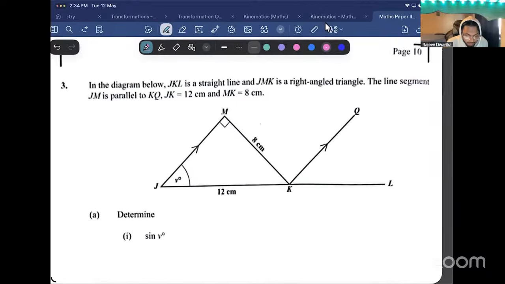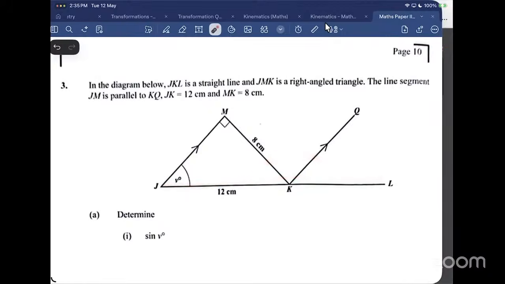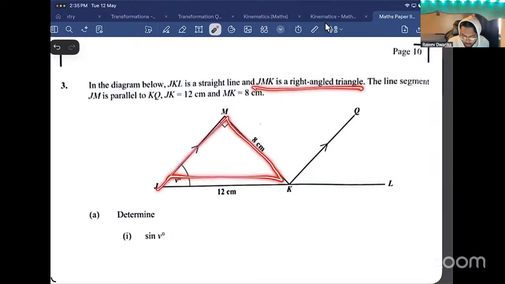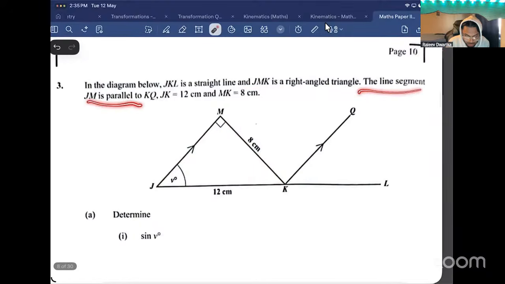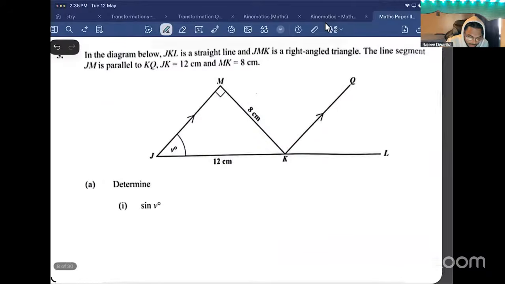Part 3. In the diagram below, JKL is a straight line. Remind me, what's the sum of angles about a straight line? 180 degrees. Right? They say JMK is a right angle triangle. The line segment JM is parallel to KQ. JK is 12, MK is 8. So they want us to find sine V.